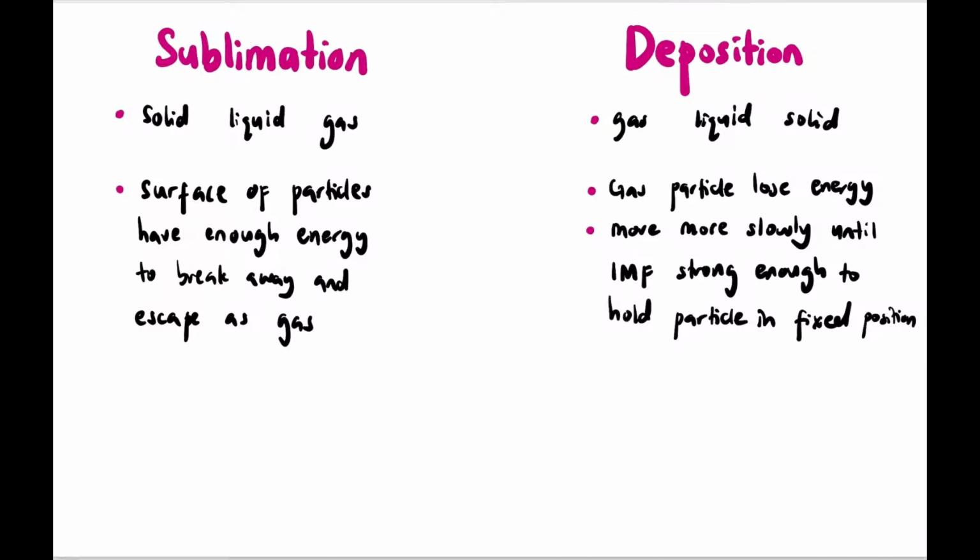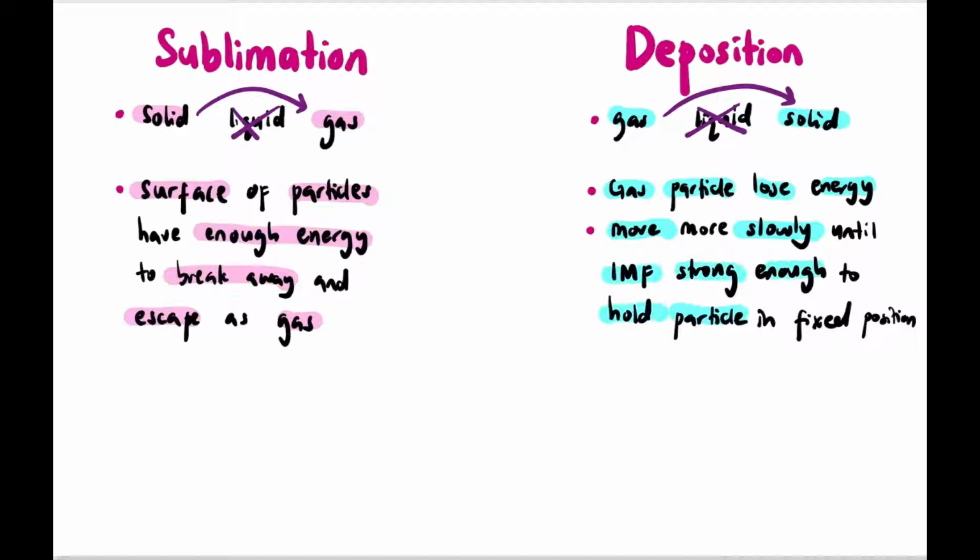Let's look at sublimation and deposition. Sublimation is a change from solid to gas without going through liquid, direct. And then deposition is the opposite, from gas to solid without going through liquid, also direct. Sublimation happens when surface particles have enough energy to break away and escape as gas. For deposition, gas particles lose energy, causing movement of particles to become slow, and then intermolecular forces are strong enough to hold the particles in fixed position.